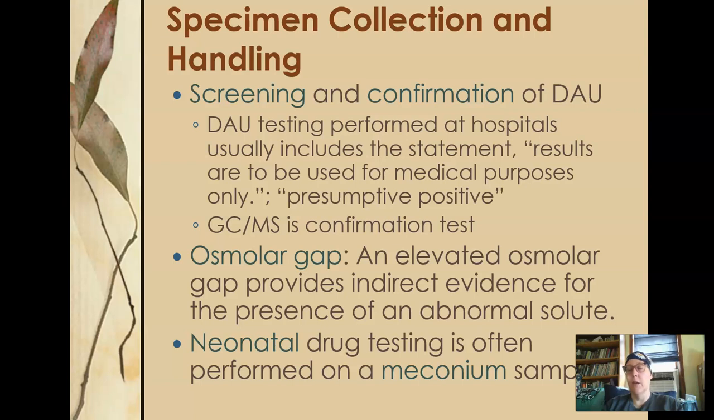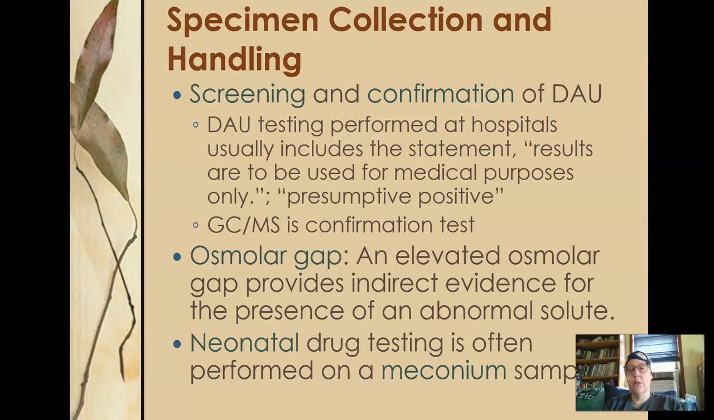You would get a serum specimen, and you would run the calculation. You'd run your chemistries, and then you would run your osmolality, and you would get the calculated difference between the two. There would be a big difference between the two numbers. The bigger the difference, the more of the abnormal solute that's present.